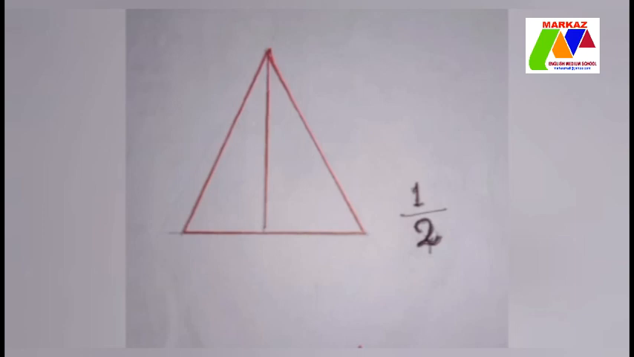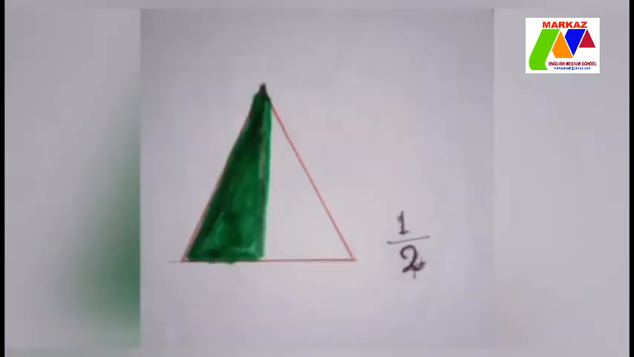Can you shade this figure to show the fraction 1 by 2? This shape has 2 parts. We know 1 by 2 means half part or one part out of 2 parts. So, we shade one part out of these 2 equal parts to show the fraction 1 by 2. This is 1 by 2 of this figure.